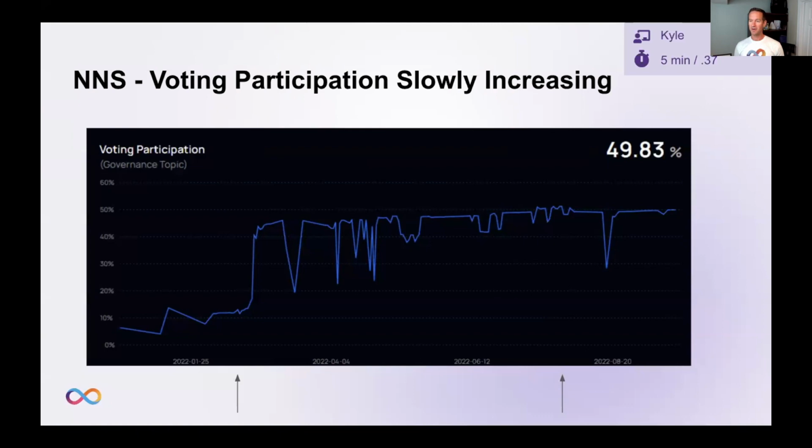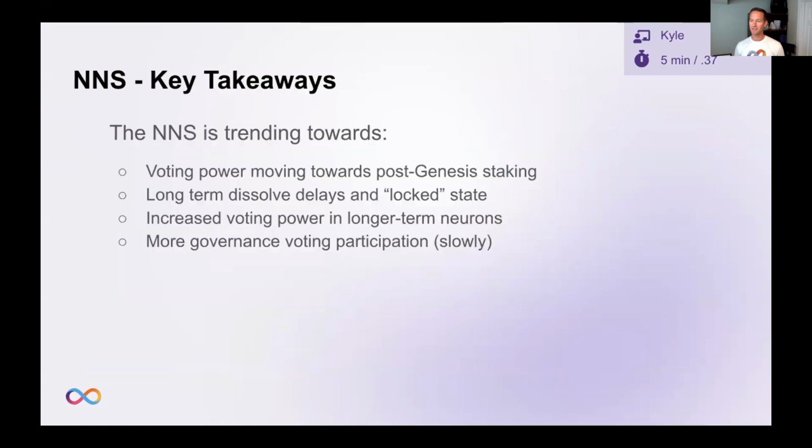So let's sum it up. Let's go to the next slide. And here are the main trends that we're seeing, right? So voting power, again, is moving towards the hands of post-Genesis stakers. That's a trend that we expect to continue.